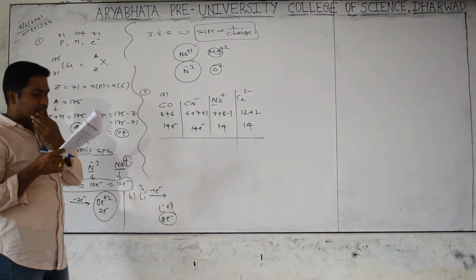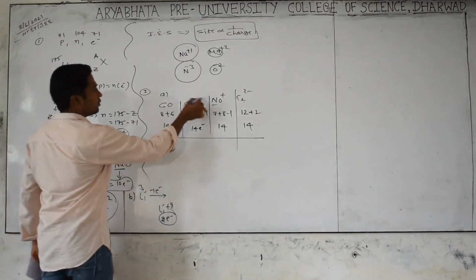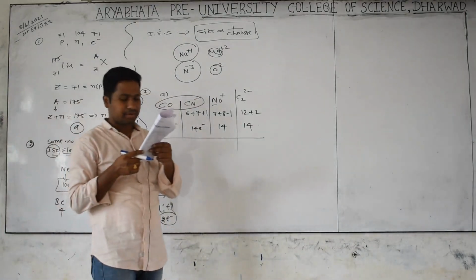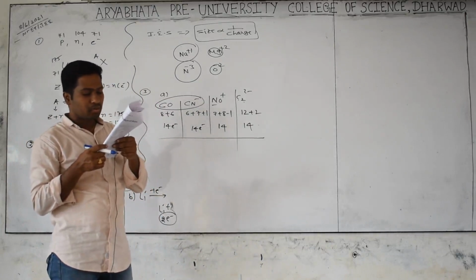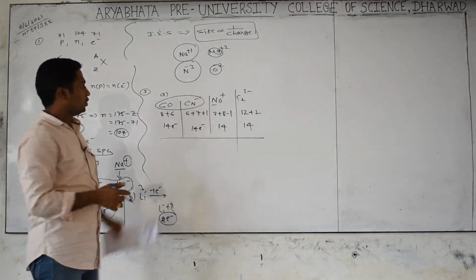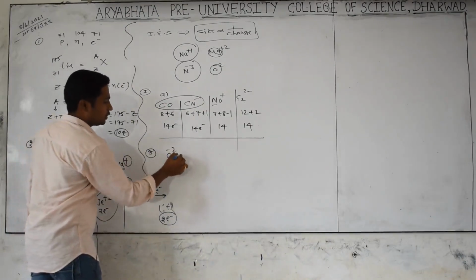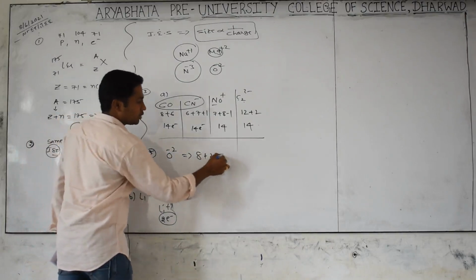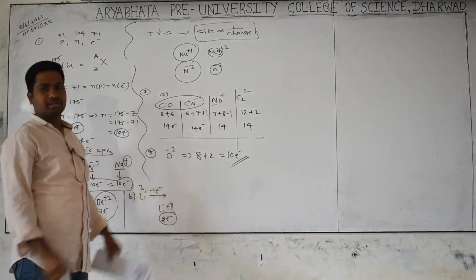The ion that is isoelectronic with CO, same thing. This bit was asked separately: CO is isoelectronic with CN minus. Which of the following is not isoelectronic with O minus 2? This is the fifth question. O has 8 electrons, minus 2 means gaining 2 electrons, so 10 electrons. It is asking which one does not have 10 electrons.